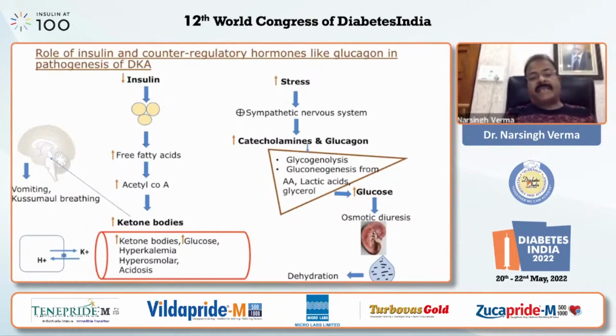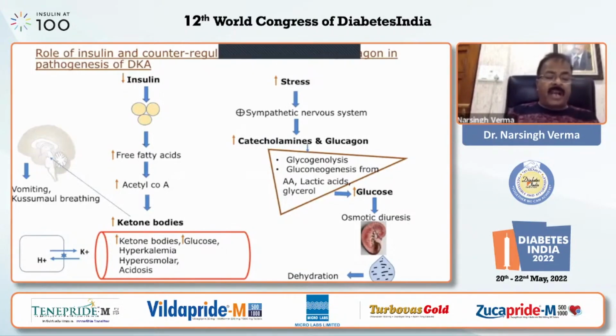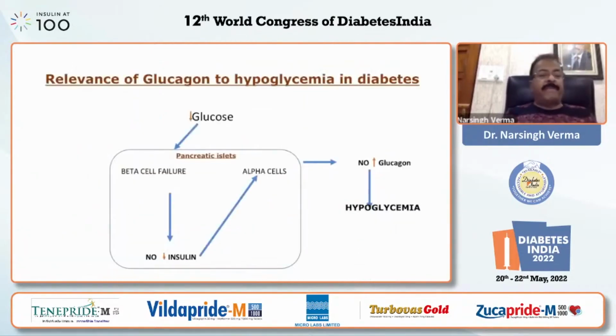Another story is increased stress levels, and when the sympathetic nervous system is not responding to that, catecholamine levels and glucagon rise, and glycogenolysis occurs, with gluconeogenesis from amino acids, lactic acid, and glycerol, and increased glucose levels are seen. Osmotic diuresis is there, and that produces dehydration. So dehydration, rising ketone bodies, hyperkalemia, hyperosmolar condition, and acidosis are all explained by this glucagon-insulin interaction. When glucose level goes down with beta cell failure, there is decreased insulin, and alpha cells secrete more glucagon, which prevents hypoglycemia.